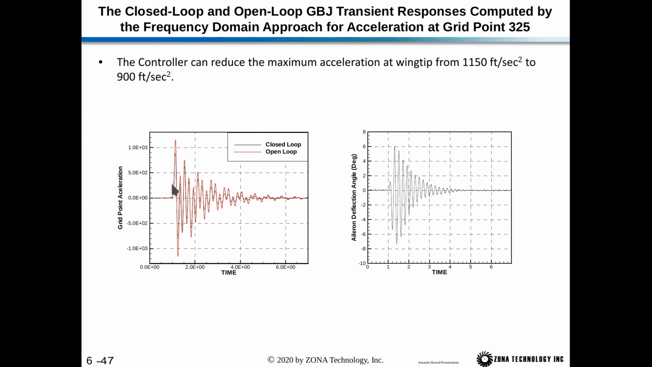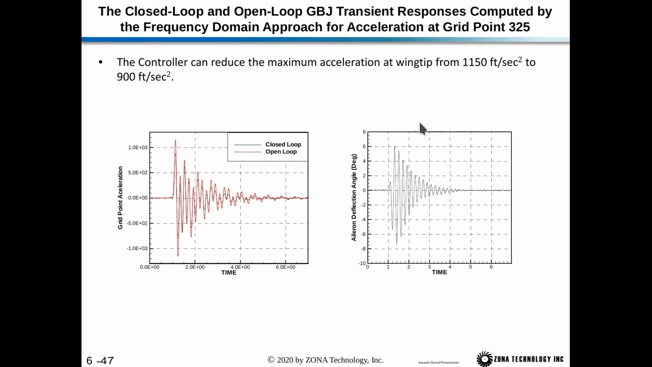So you can see the initial response from the gust. The open loop is up here and down here, and the closed loop has reduced that acceleration to here and here. Additionally, as we move further out in time, you can see that the higher frequency dynamics have been suppressed and the closed loop is dying down quicker than the open loop.